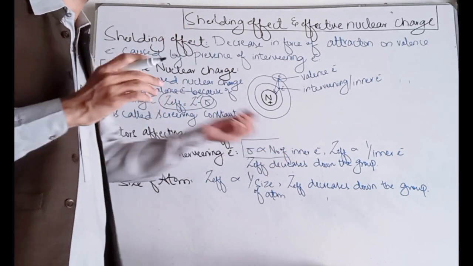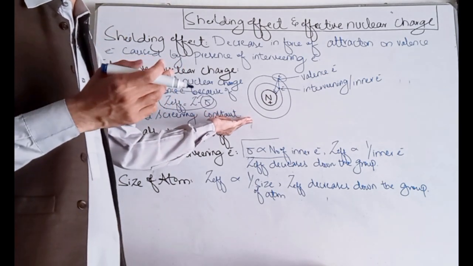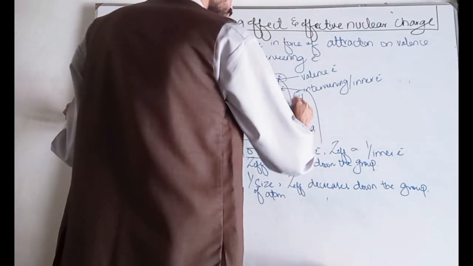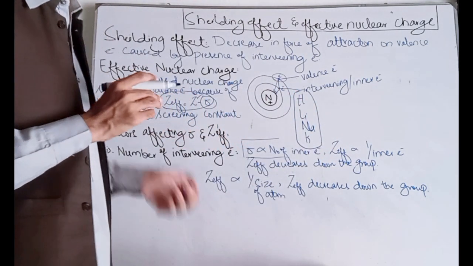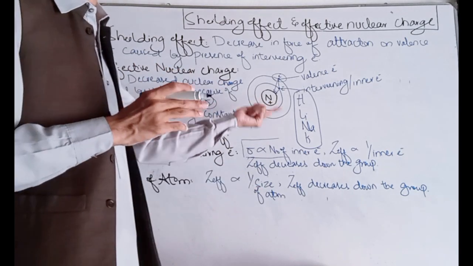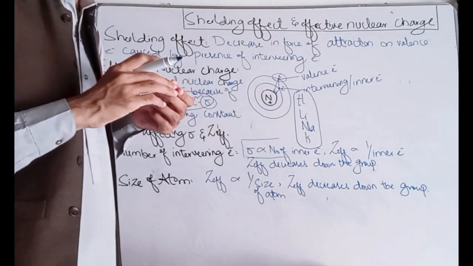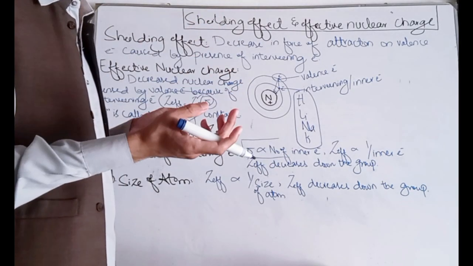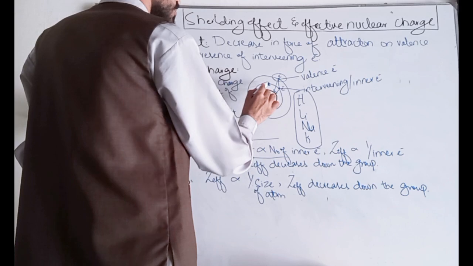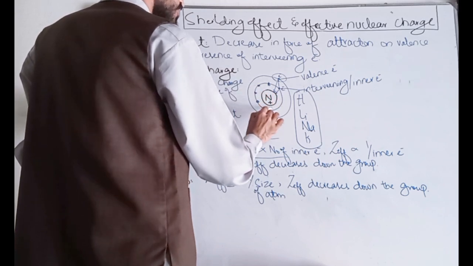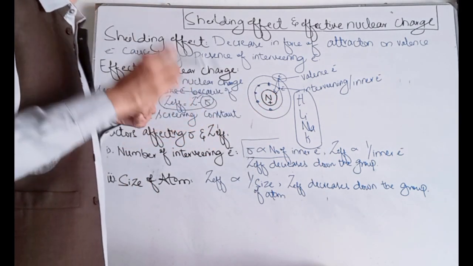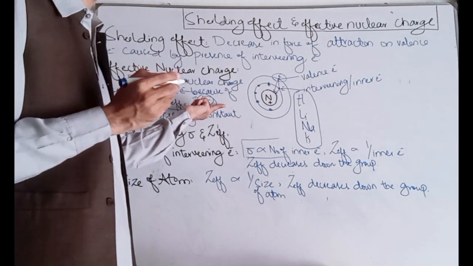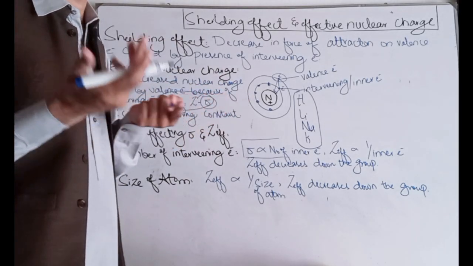Z effective decreases down the group. When we are in group 1A, the number of valence electrons is 1 in all the elements. These are all members of the same group. All these have 1 electron in their valence shell, but the number of intervening electrons is not the same in all these cases. Whenever we move down the group, the number of intervening electrons goes on increasing. So look here. More electrons are introduced in the inner shell, so whenever the number of intervening or inner electrons increases, the sigma factor would also increase and Z effective would decrease.